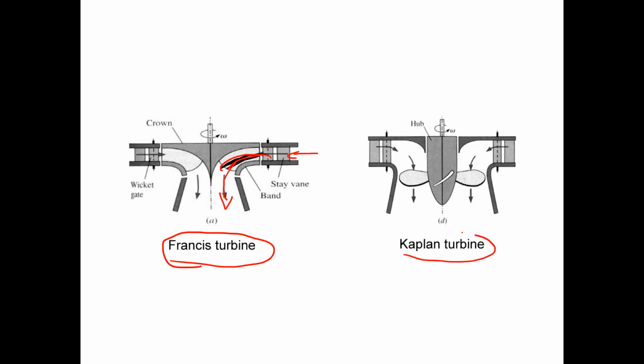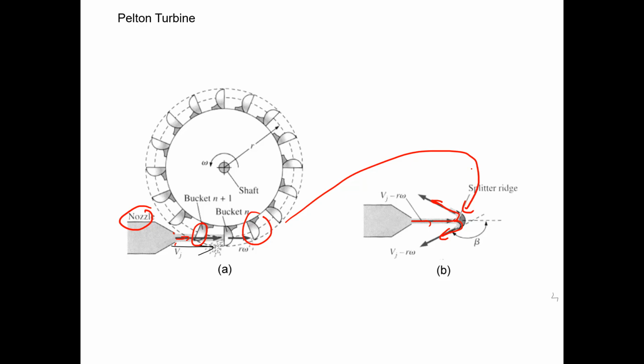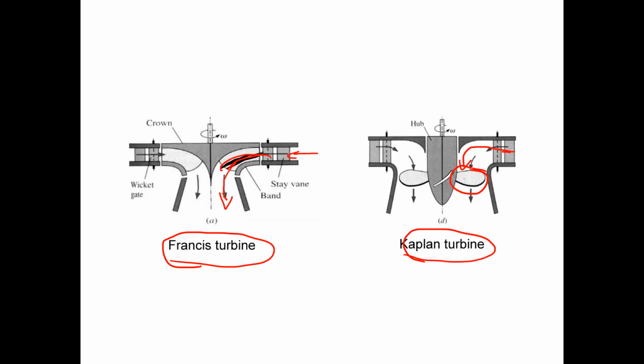And then finally, Kaplan turbine, which is completely axial flow. The water comes in and gets diverted in the axial direction before it hits the turbine blades. So those would be the three types that we're going to be looking at: a Pelton turbine, which is another form of an impulse turbine, Francis turbine, and Kaplan turbine.